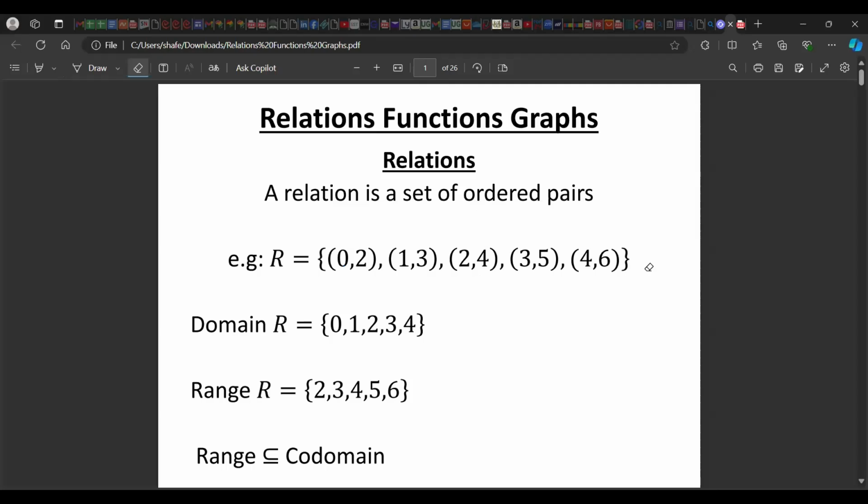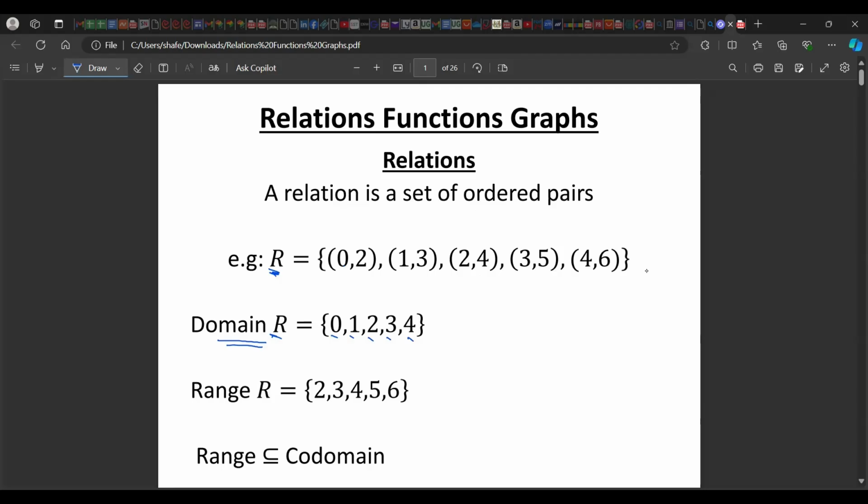So we start with this word here, domain. We say the domain of the relation R is, notice, we are taking all the first numbers in each ordered pair. And we call that the domain.